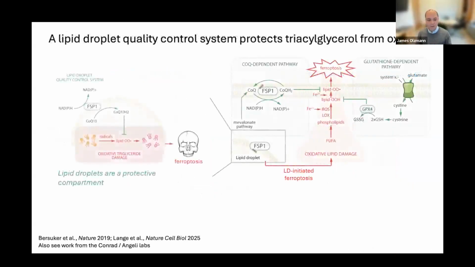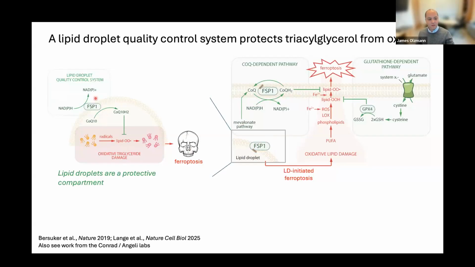So let's put this together into a model to tell you about what we've discovered here. What I told you in the first portion is that we found FSP1, and particularly an important role for FSP1 in suppressing ferroptosis at the plasma membrane through the generation of reduced CoQ, this radical trapping antioxidant. In this new study, we demonstrated that FSP1 at lipid droplets is important for protecting stored neutral lipids from damage. So not just phospholipids, but also stored neutral lipids like triacylglycerol.